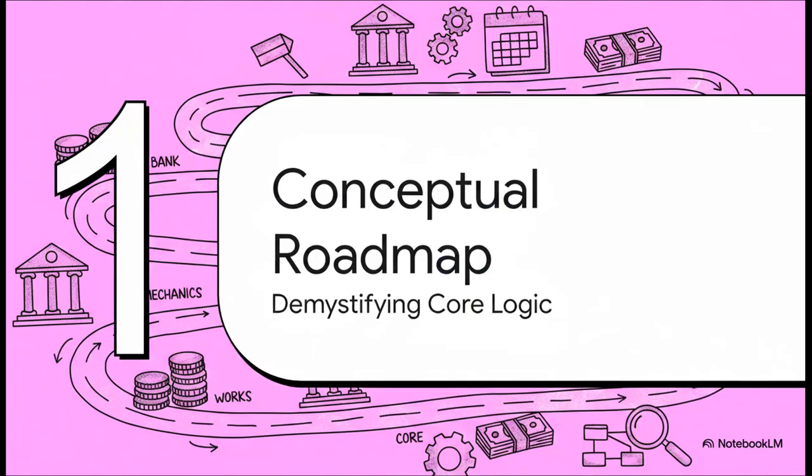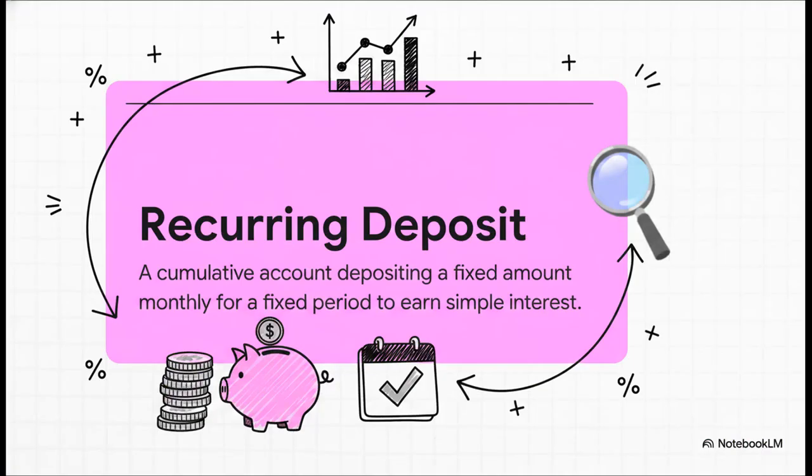Section 1. The conceptual roadmap, demystifying the core logic. So before we even touch a calculator, you need to understand how this actually works in the real world. The core of this entire chapter is the recurring deposit, or RD, right? Unlike a standard savings account where you might just drop in a massive lump sum of money once and forget it, an RD requires discipline. It's a cumulative account where you deposit a fixed amount, let's say 100 rupees, every single month, back to back for a set time period. And in return for your consistency, the bank pays you simple interest on that accumulating money.